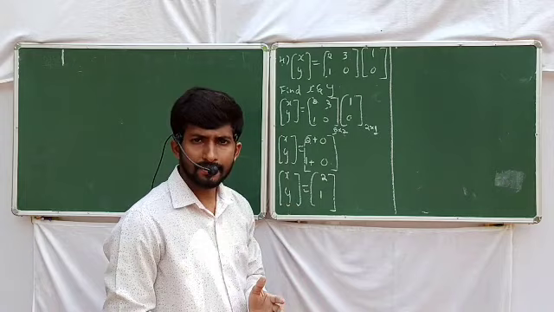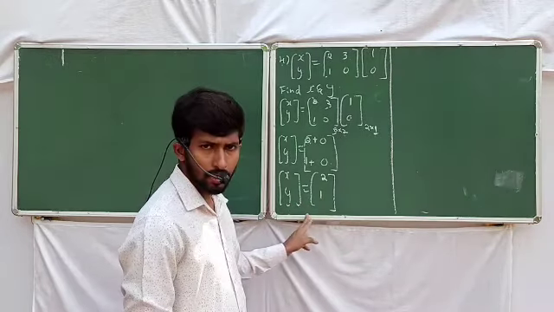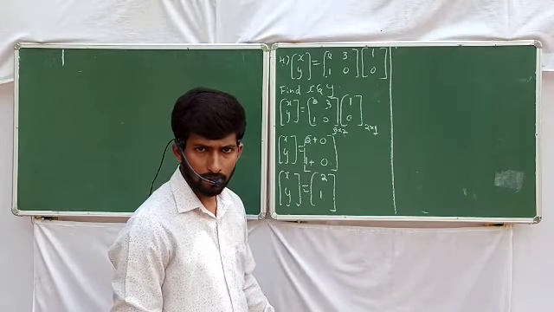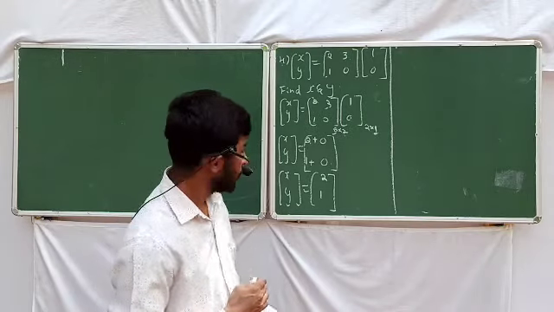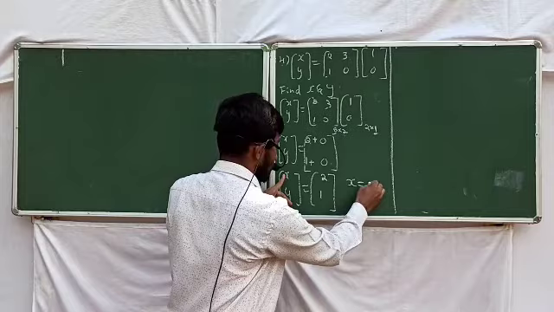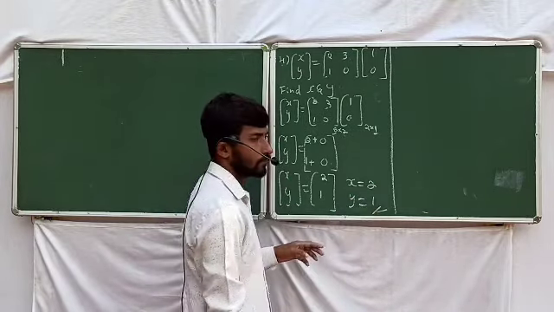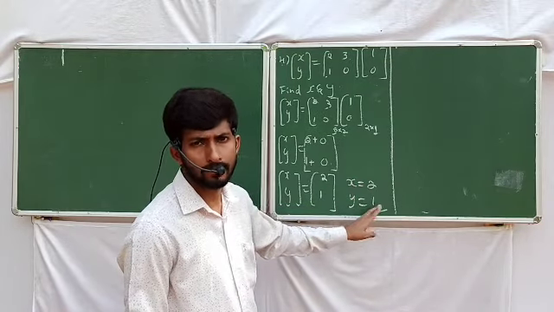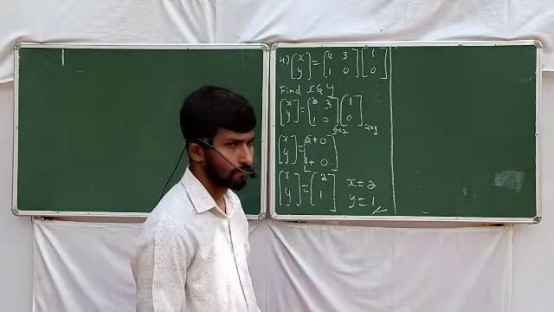Whenever two matrices are equal, the first condition is their order is equal. 2 by 1, 2 by 1, order is equal. Second condition is their corresponding elements are equal. What are the corresponding elements? X is equal to 2, y value is equal to 1. Therefore, the answer is x value is equal to 2 and y value is equal to 1. This is the solution for this question.